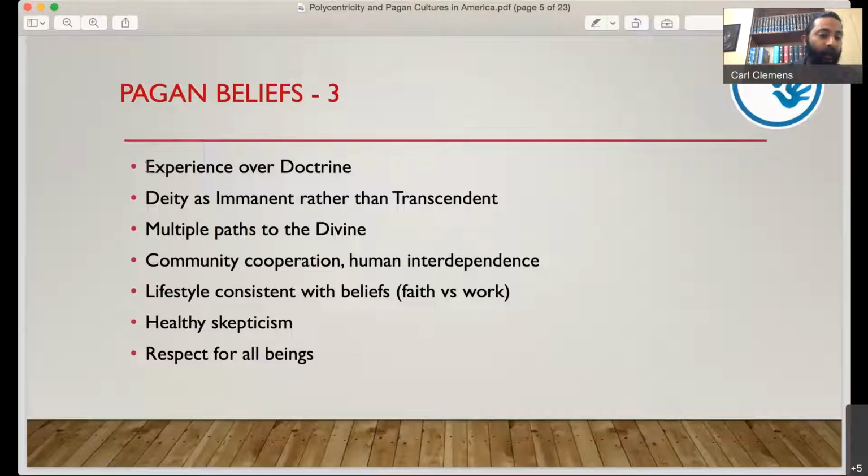Similarly, pagans will privilege experience over doctrine. Doctrine for them is a scaffolding you navigate, but lived and personal experience is of much more worth than any doctrine.